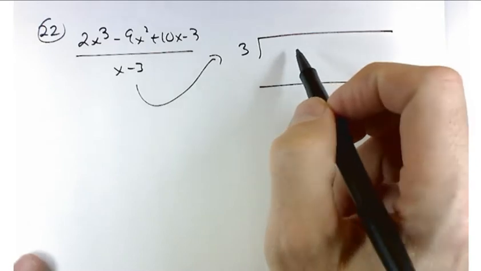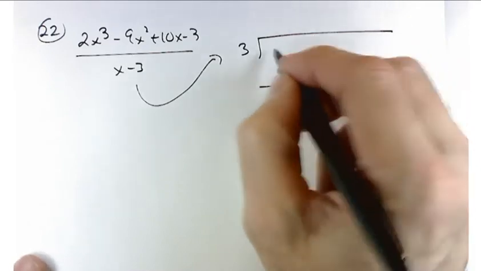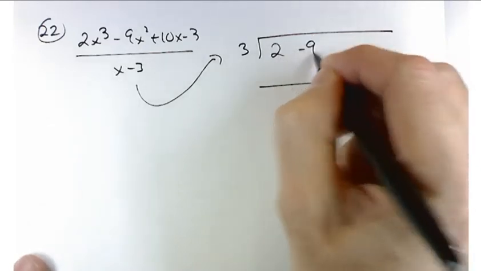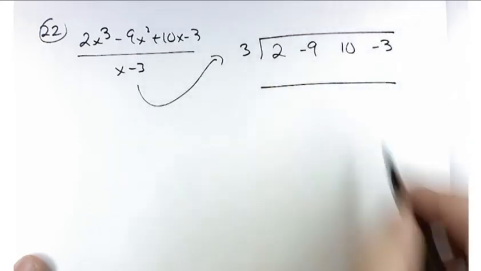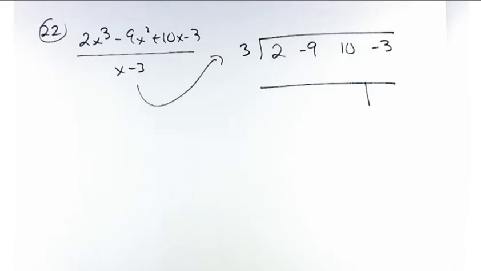Now, leave yourself some space here and draw a line. What are the coefficients here? 2, negative 9, 10, and negative 3. Now, between the last two numbers, between the 10 and the negative 3, draw a vertical line. That vertical line separates out your remainder. Now, it's a process of add and multiply, add and multiply.